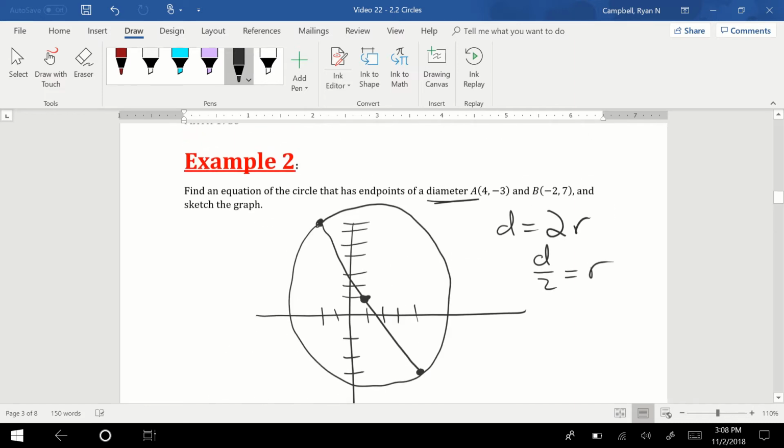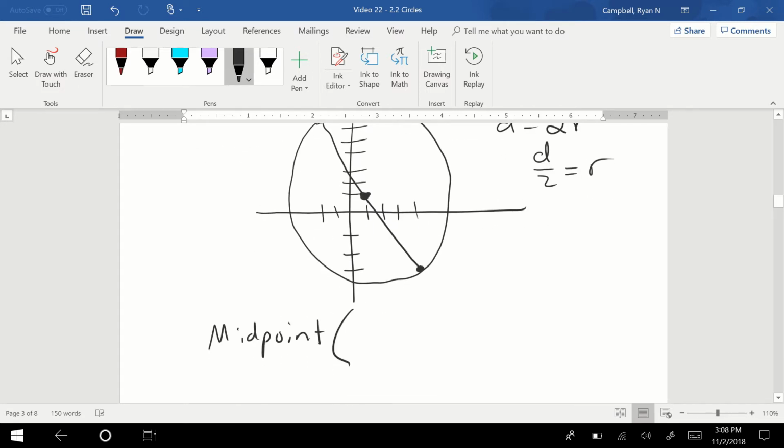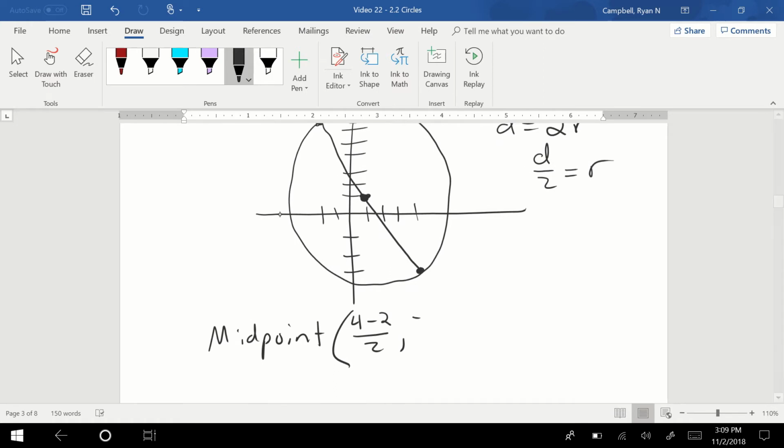So who remembers what the midpoint formula is? That was like one of the first days of class, right? So remember, you just take the average of the x's, then the average of the y's. So average is just 4 plus -2 divided by 2, and then the average of the y's. So -3 plus 7 divided by 2. So we see that's just going to be 4 minus 2 is 2. 2 divided by 2 is 1. So -3 plus 7 is 4. 4 divided by 2 is 2. Yeah. Good.